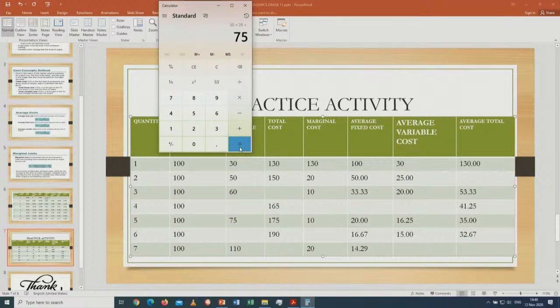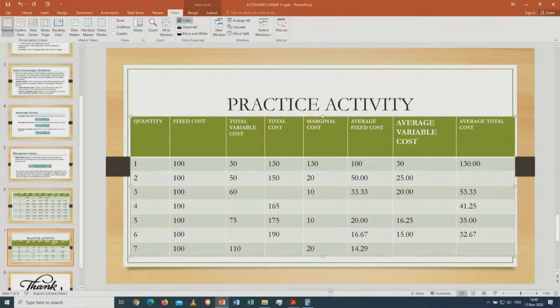Right, this must give us the average total cost of, and right here 75. Right here we have another blank space here. What is this? It is the total cost. If it is the total cost, then what must we do? We take the 100, we add the 60, it must give us the 160.